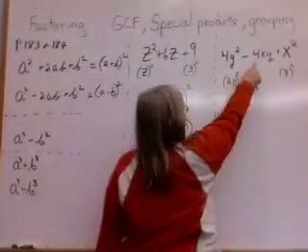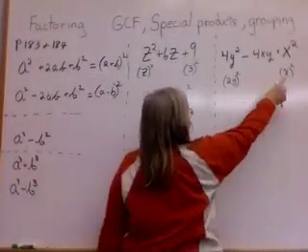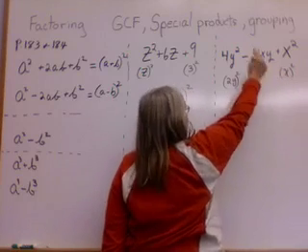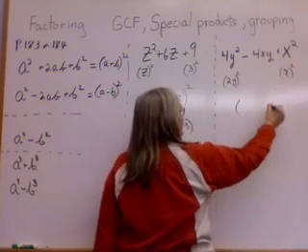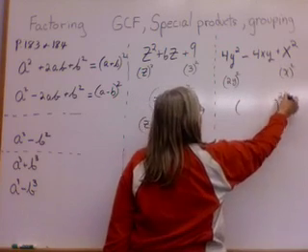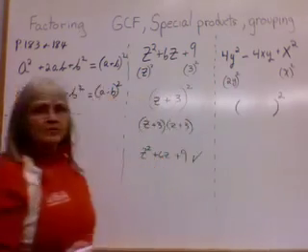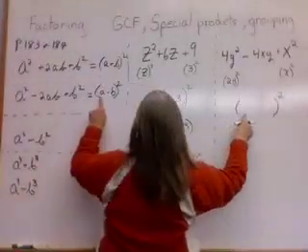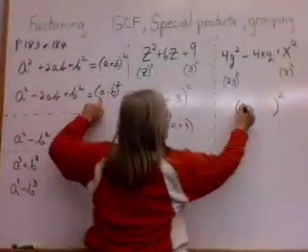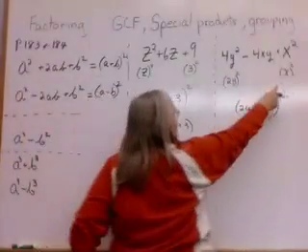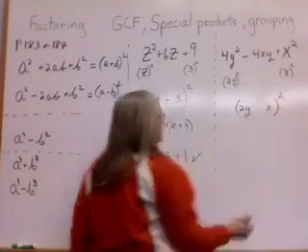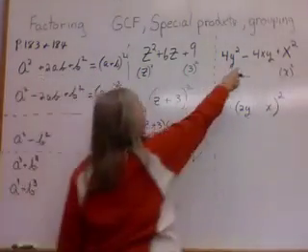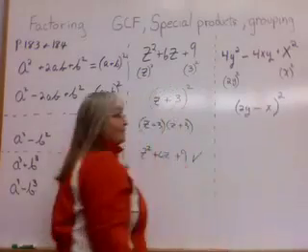Let's do the middle term test. 2y times x, 2xy, times 2 is 4xy. That seems to check. That means I have a perfect square trinomial, and it factors into a binomial squared. The first term, which is the a, 2y. The last term, the b, in this case is x. How do I know what sign to use? Minus in the middle, minus sign here.